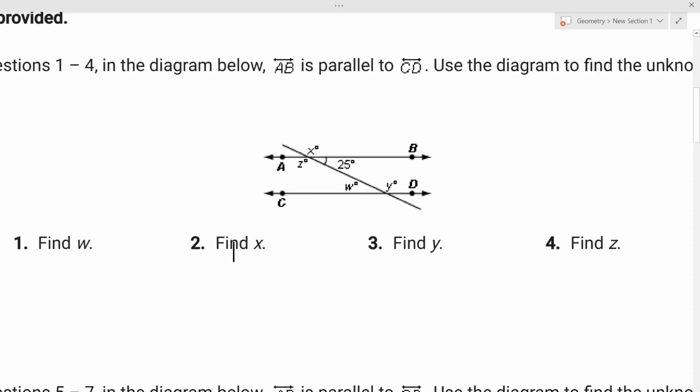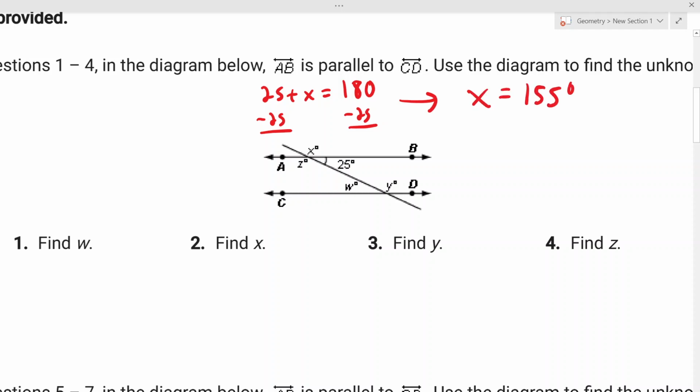Ready? If this angle here is 25, these two angles make a line. All right? So they have to add to 180. So to find x, I know they asked for w first, but to find x, let me show you this. We know that 25 plus x has to make 180 because they make a straight line. That's our rule. All right? So to solve for this, you're going to do minus 25 on each side. And it turns out that x is going to be 155 degrees. So that's what this is right here, 155.